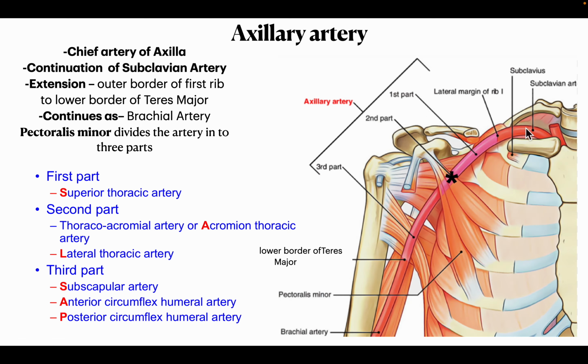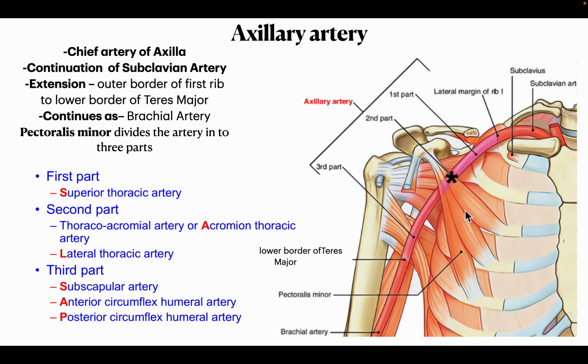Let's know about the axillary artery. It is the main artery present in the axilla. Before dealing with the axillary artery, let's know that this is the first rib. You can see this is the inner border of the first rib, and this is the outer border of the first rib. This is the pectoralis minor muscle, and this is the teres major muscle. The axillary artery is a continuation of the subclavian artery, and it continues as the brachial artery.